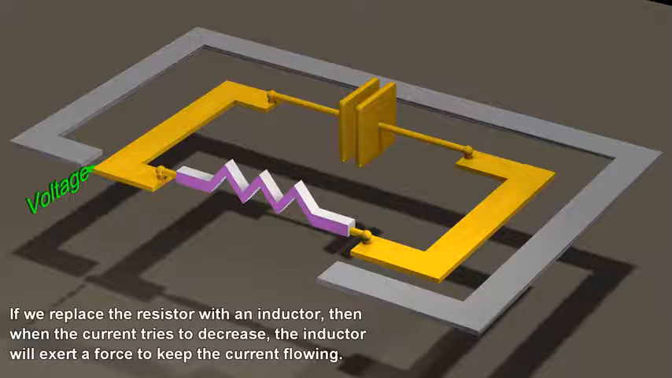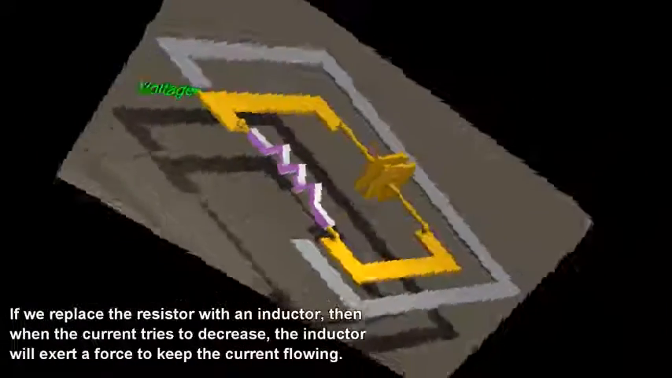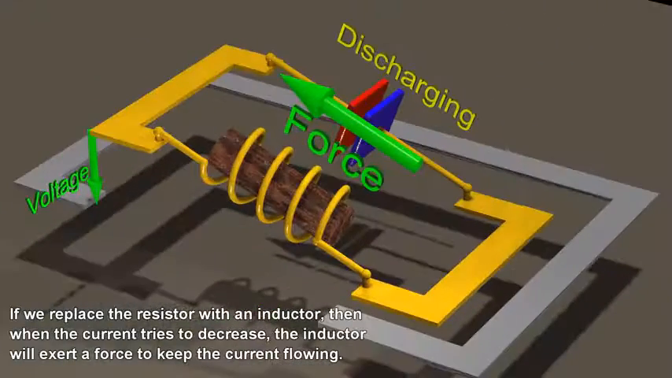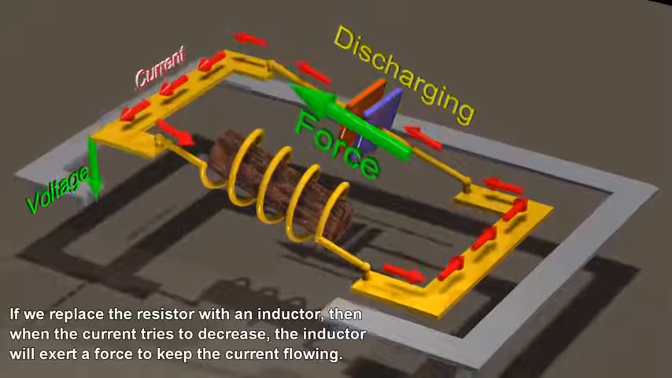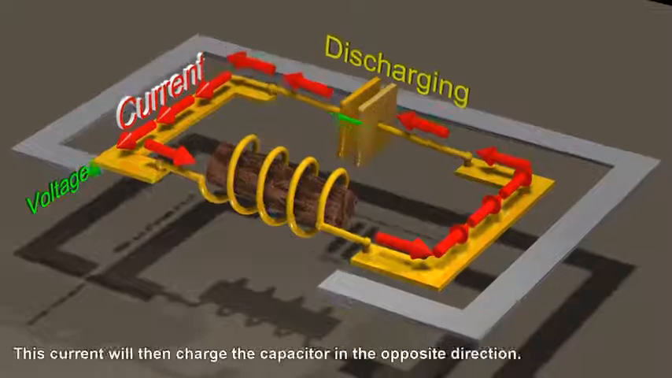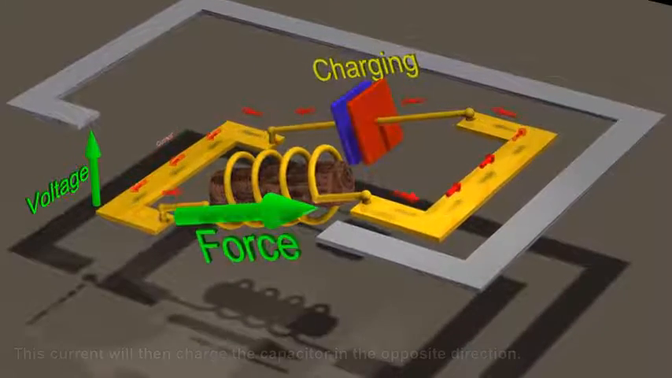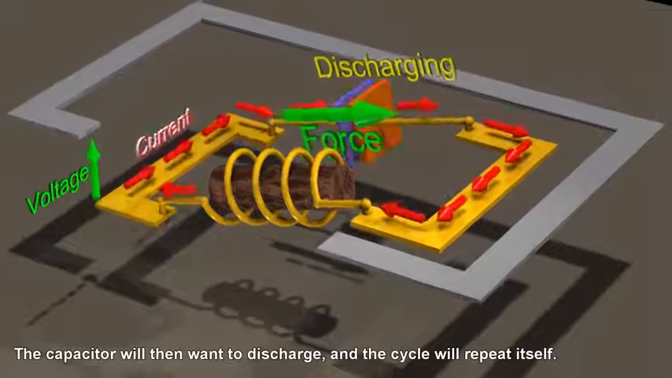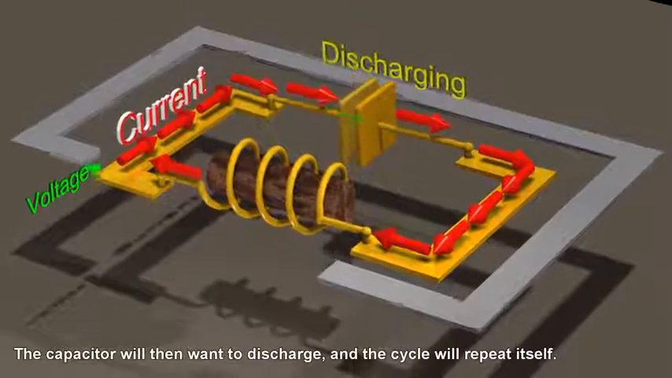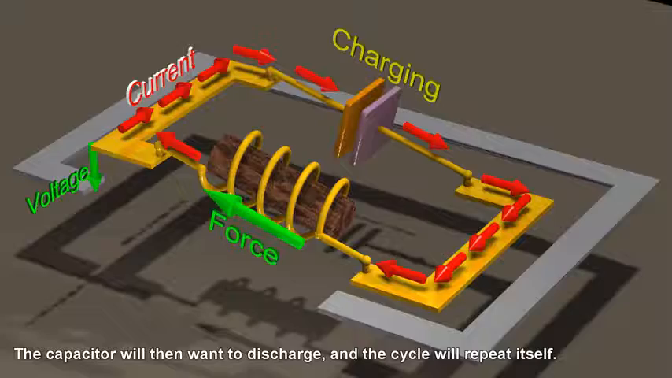If we replace the resistor with an inductor, then when the current tries to decrease, the inductor will exert a force to keep the current flowing. This current will then charge the capacitor in the opposite direction. The capacitor will then want to discharge, and the cycle will repeat itself.